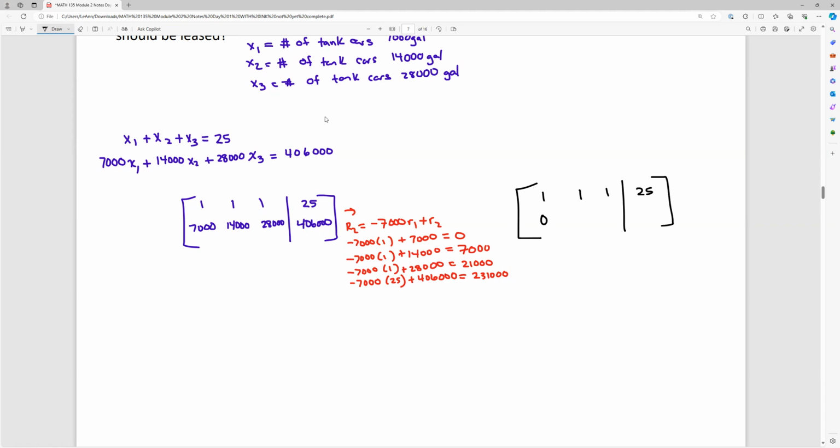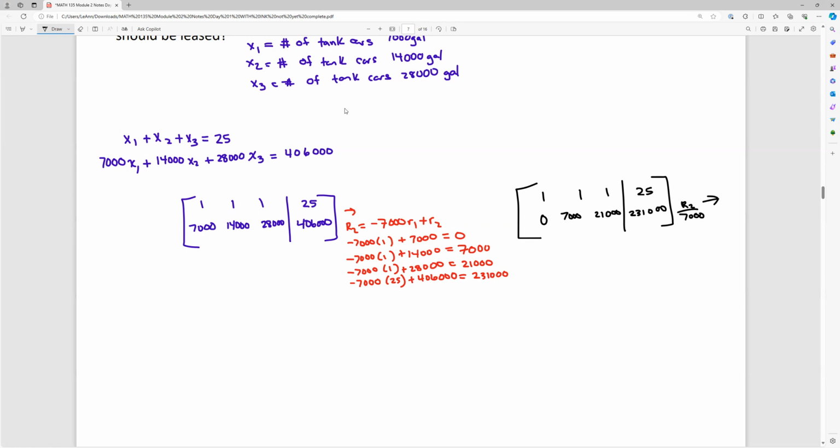Okay, so my second part of my augmented matrix now, I have 1, 1, 1, 25. And I now have 0, 7,000, 21,000, and 231,000. Okay. So now we want a 1 in that second column in the bottom spot, because we want it to be diagonal to that, or the next available integer essentially. So this is a 0. So now we want to see if this can be a 1.